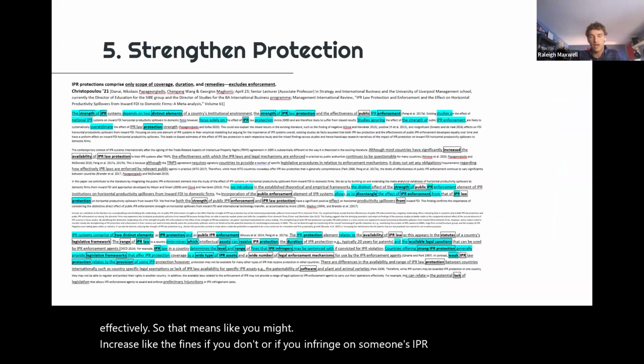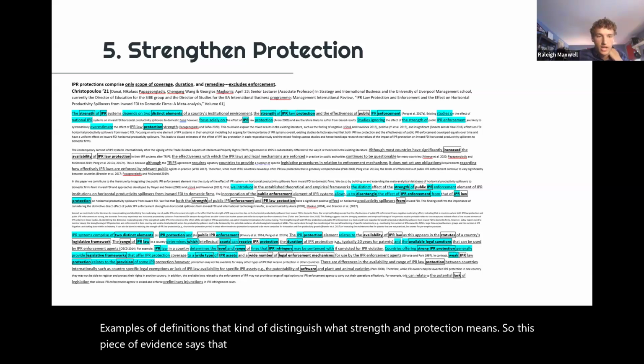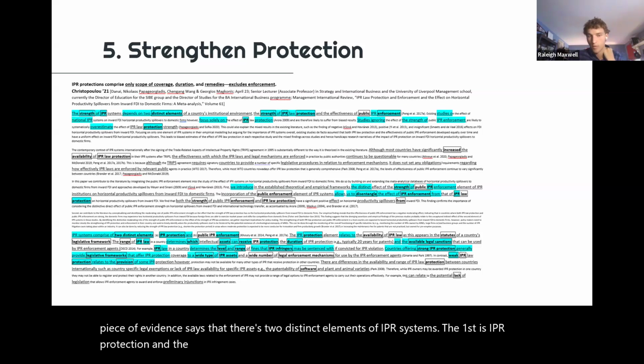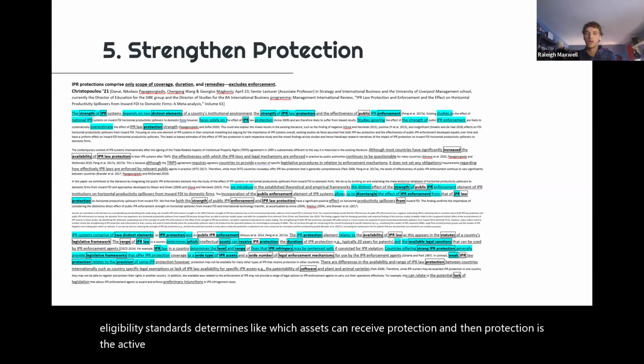So here are two examples of definitions that distinguish what strengthened protection means. This piece of evidence says that there's two distinct elements of IPR systems. The first is IPR protection, and the second is IPR enforcement, right? So protection is changing those eligibility standards, determining which assets can receive protection, and then enforcement is the active enforcement of those intellectual property rights.